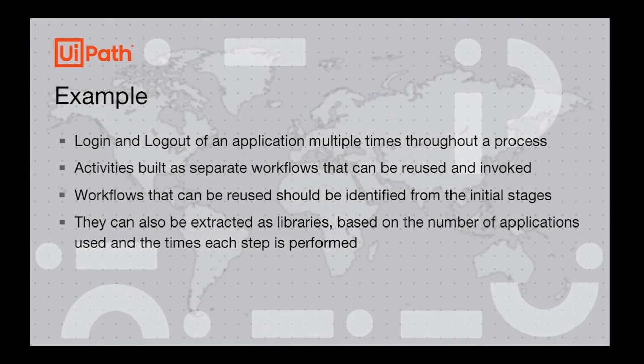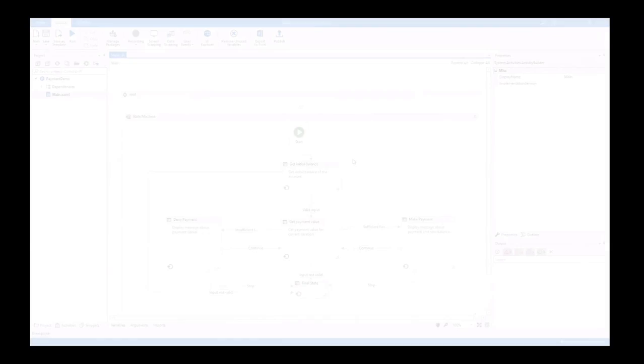As an example, let's imagine that we need to log in and log out of an application multiple times throughout a process. Naturally, we'll build these activities as separate workflows that can be reused and invoked in each process. Workflows that can be reused should be identified from the initial stages of development so that they can be extracted as separate workflows to be invoked. They can also be extracted as libraries, based on the number of applications used and the times that each step is performed. Let's see how this works in our project.